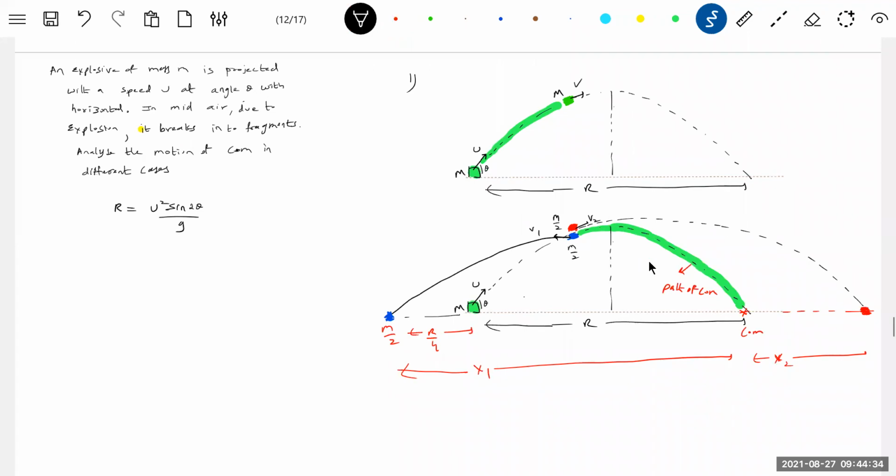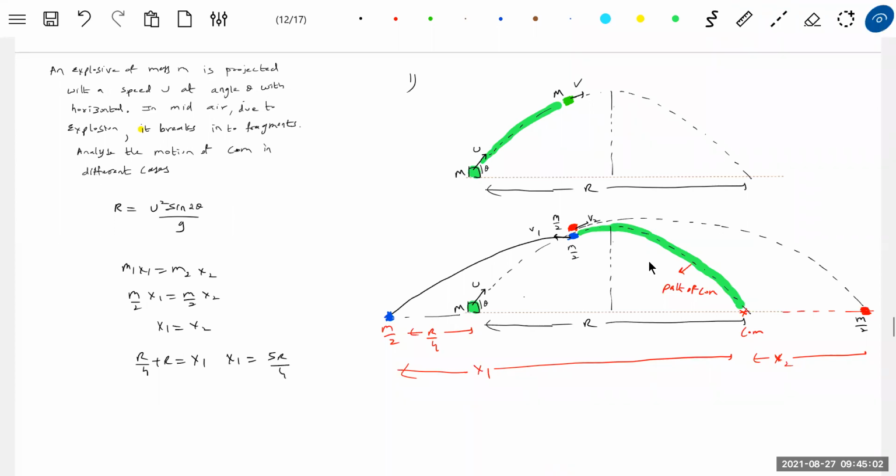What is the mass of this? This is m by 2. The masses are the same, no? So m1 x1 equal to m2 x2 gives m by 2 times x1 equals m by 2 times x2. Therefore x1 equals x2. What is x1? We know x1 from the diagram. r by 4 plus r is equal to x1, which is equal to 5r by 4. So the fragment is at a distance of 5r by 4 from the center of mass.